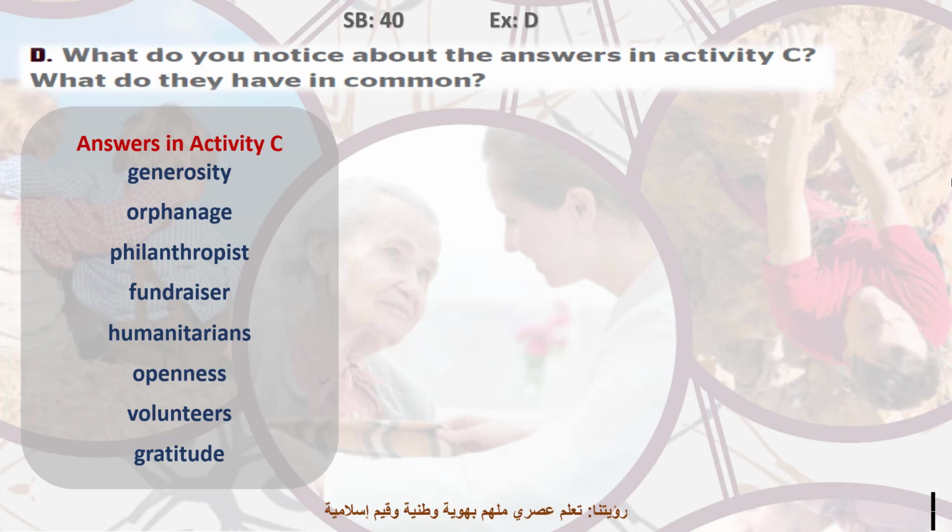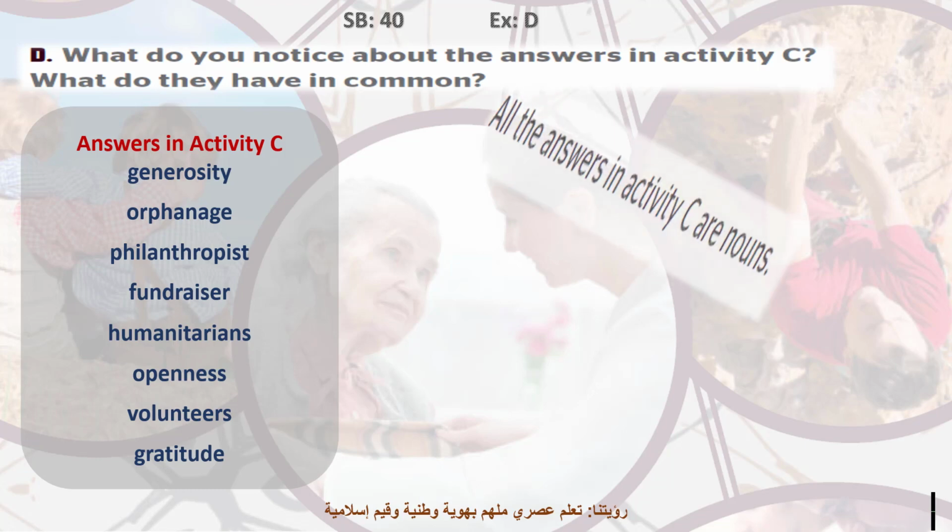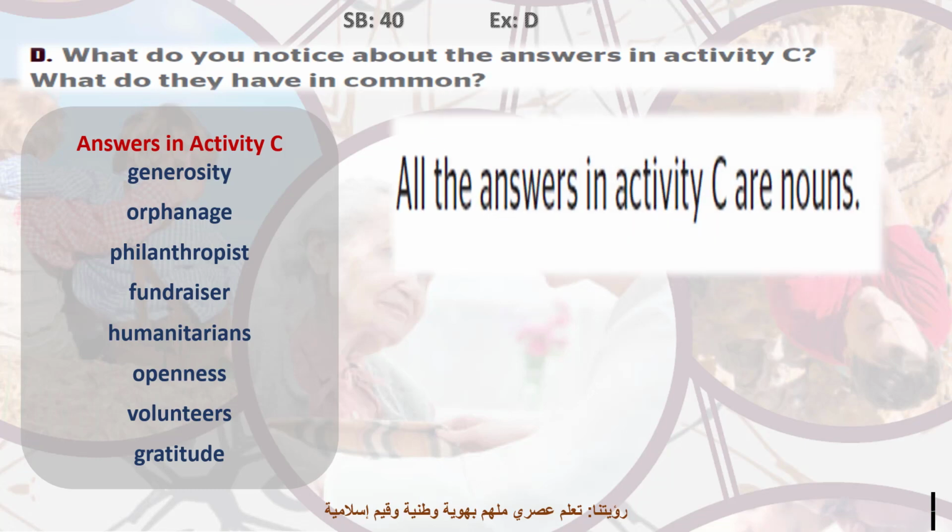Here are the answers in exercise C: generosity, orphanage, philanthropist, fundraiser, humanitarians, openness, volunteers, and gratitude. So what's in common between them? Yes, true. All the answers in activity C are nouns. Remember that all these words were adjectives, but they were turned into nouns by adding suffixes.